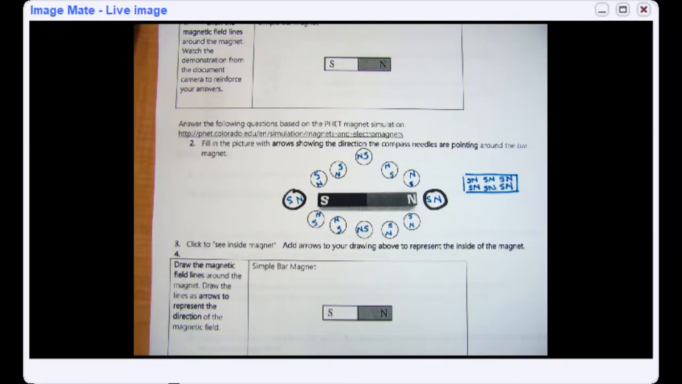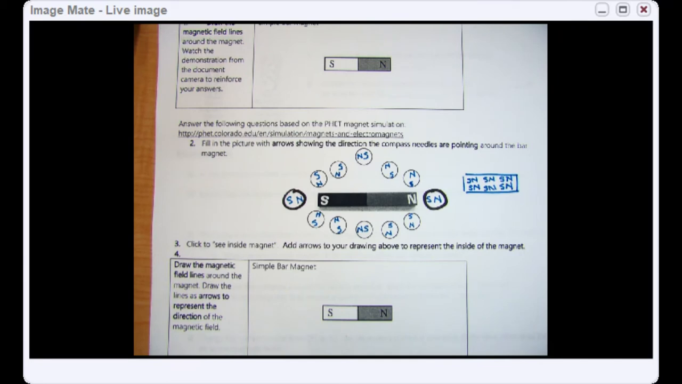If I pull and look at this slide, this is what you should be drawing. Notice the arrows are coming out of the north and coming into the south. So you need to draw that and make sure they're coming out of the north. Now I know on your notes it's horizontal and this is vertical. That's fine. Make sure that they're coming out from the north and into the south.